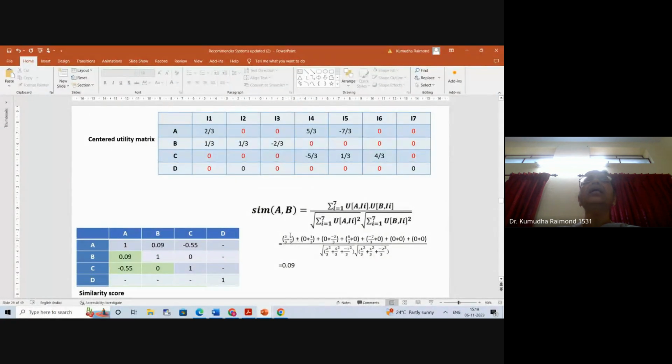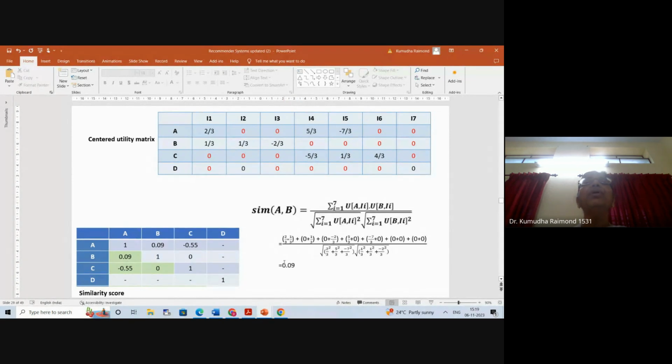You can see here it is 0 into 1 by 3, 0 into minus 2 by 3, 5 by 3 into 0, minus 1 by 3, etc., divided by root of A and root of B. So what do I have in root of A? 2 by 3 the whole square, 5 by 3 the whole square, and minus 7 by 3 the whole square. That is what your similarity corresponds to. And into the square root of 1 by 3 the whole square, minus 2 by 3 the whole square. Okay, so it is going to be 0.09.